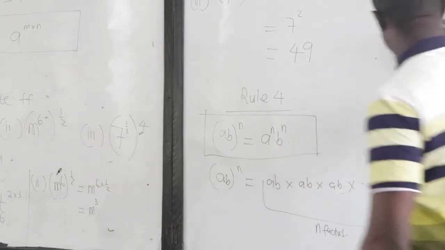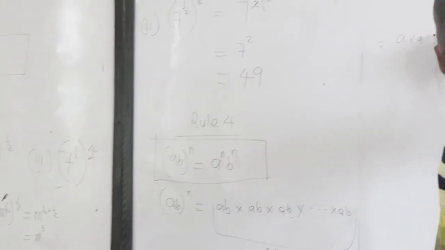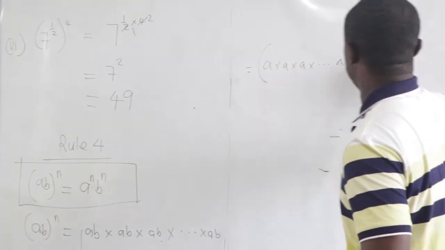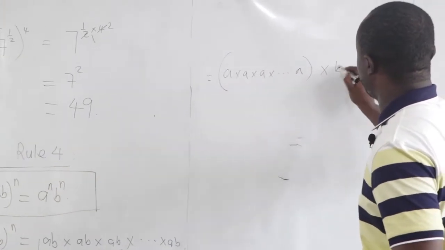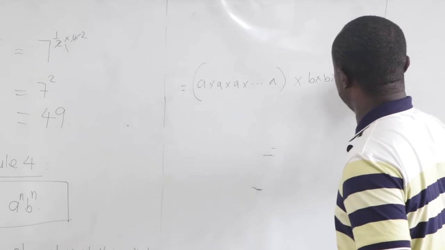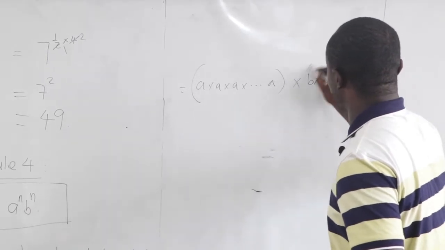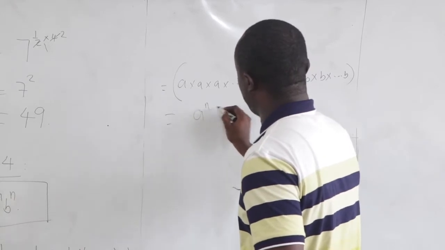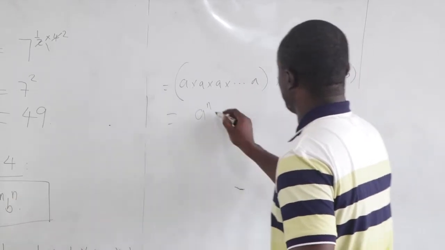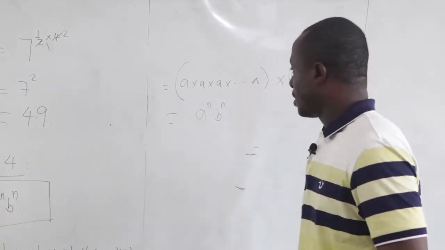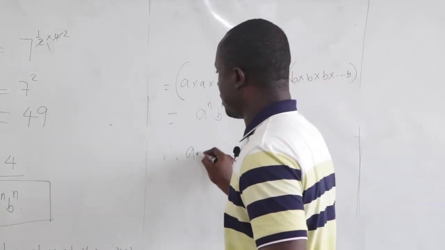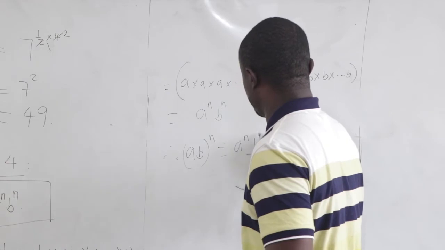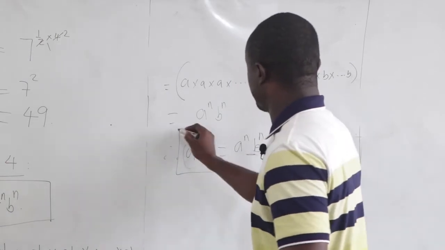And this is the same as when you take the a, only the a, and then also when you take the b, and b, and b, all the way times b. Now this one is n times, we have a to the power n. And this b also n times, b to the power n. So therefore we are saying that a b, all to the power n is equal to a to the power n, b to the power n.